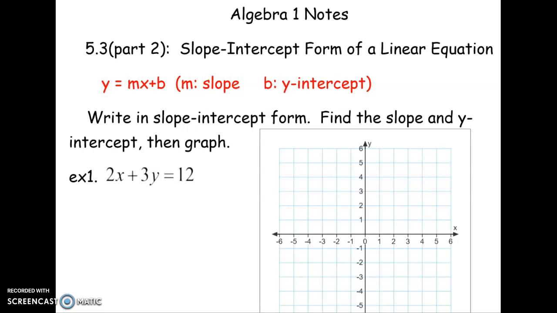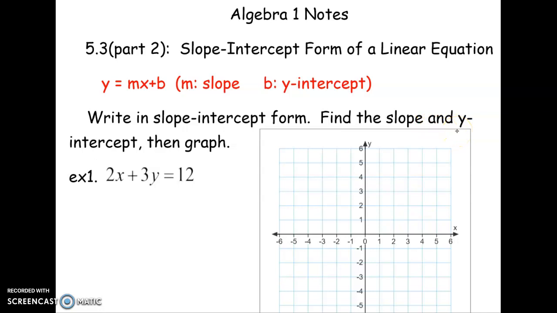Algebra 1 Notes, 5.3, Part 2, Slope-Intercept Form of a Linear Equation. All right, remember that we're working with the equation y equals mx plus b, that is in slope-intercept form, where m is the slope and b is the y-intercept. Where does it cross the y-axis?